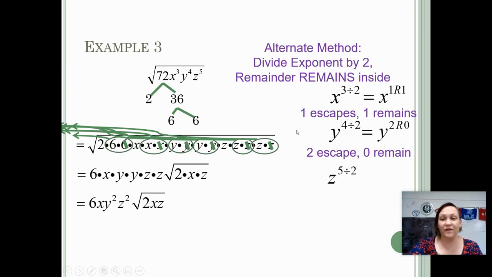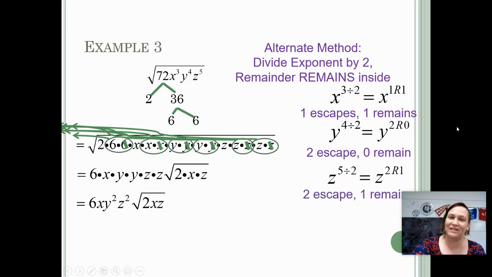All right, z to the fifth. So 5 divided by 2 is 2 with a remainder of 1. Anytime you have an odd exponent, you're always going to have a remainder of 1. It's the odd man out. He doesn't get to go in that pair with everybody else. So 2 z's escape and 1 remains inside. So this is an alternate way to deal with your variables, or it doesn't hurt to write them all out.